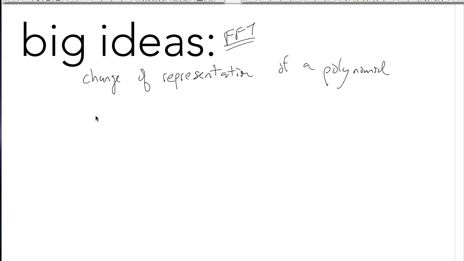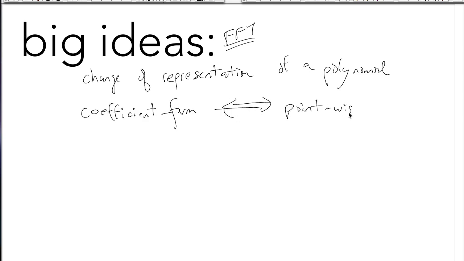What is the big idea in an FFT? The big idea is change of representation. You might have heard this as going from frequency domain to the time series domain. Electrical engineers think of it in this way. We're going to think of it as change of representation of a polynomial from coefficient form to pointwise form, and I'll explain what that means in a second. That is the one big idea.